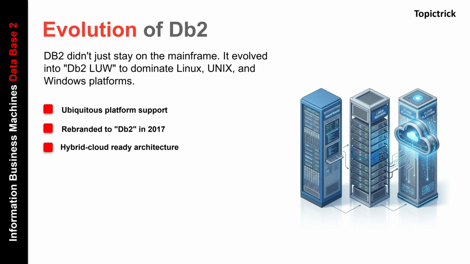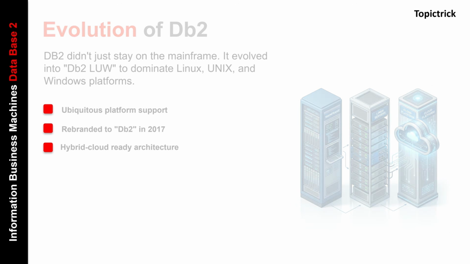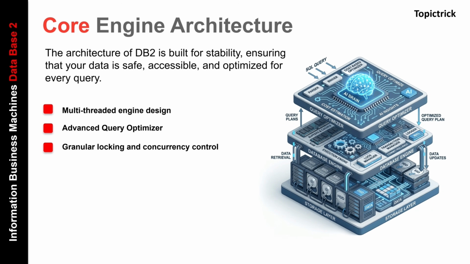Today, Db2 is in this unique spot. It's one of the oldest RDBMS platforms out there, but it's also one of the most innovative, with native support for things like JSON, XML, and even vector data for modern AI. So, how does it actually work? Well, Db2's architecture is basically a masterclass in stability.